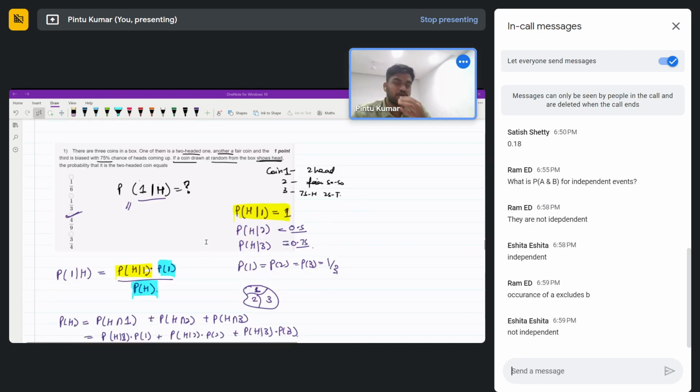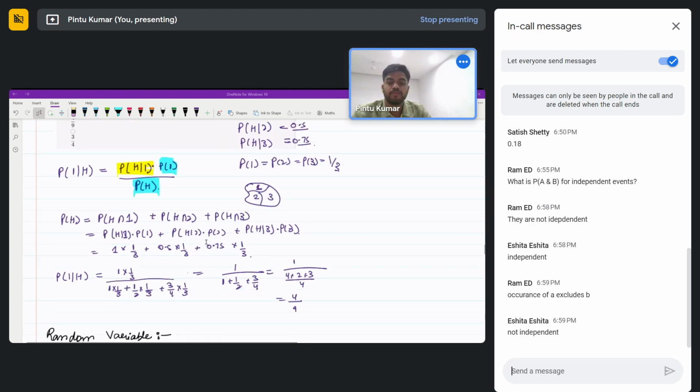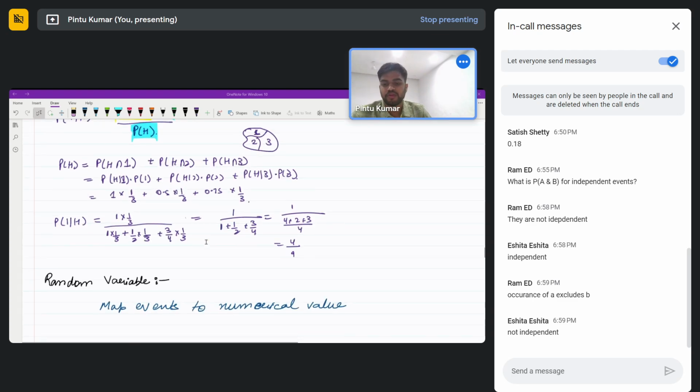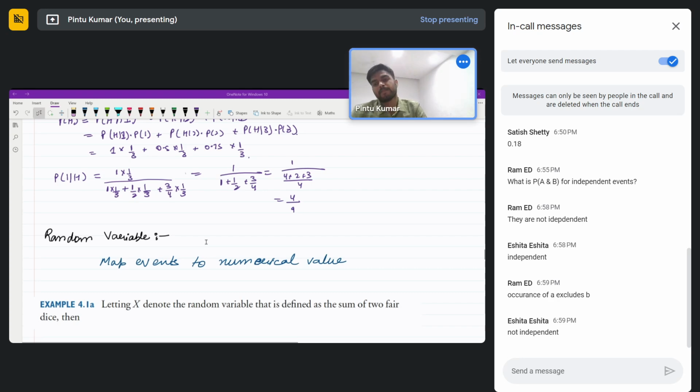So this is what was about Bayes theorem. We'll move to random variable. There we'll just talk about expectation and variance. So any doubt till this point, please, you can just clarify right now.